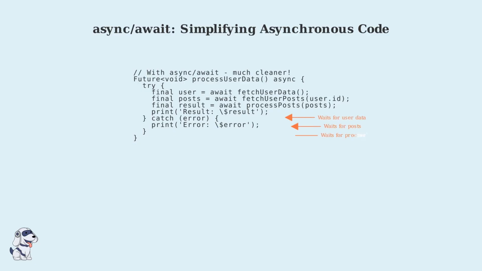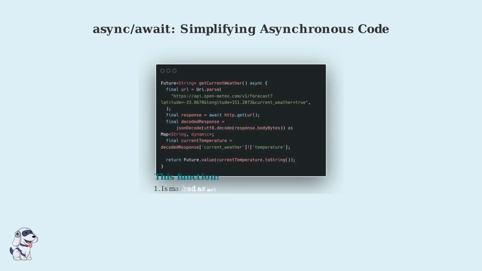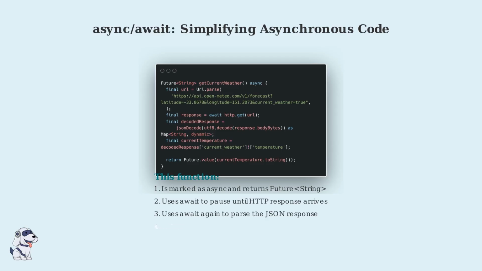Notice how each await keyword pauses execution until the Future completes, but the code reads sequentially, making it much easier to understand the flow of operations. Let's look at a practical example. Here's a real function that fetches weather data from an API using async and await.